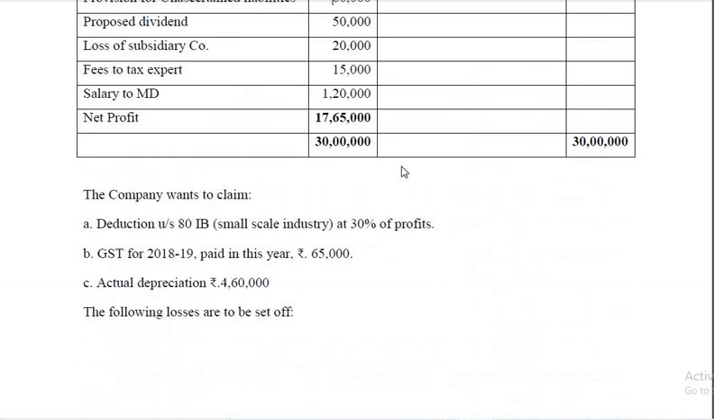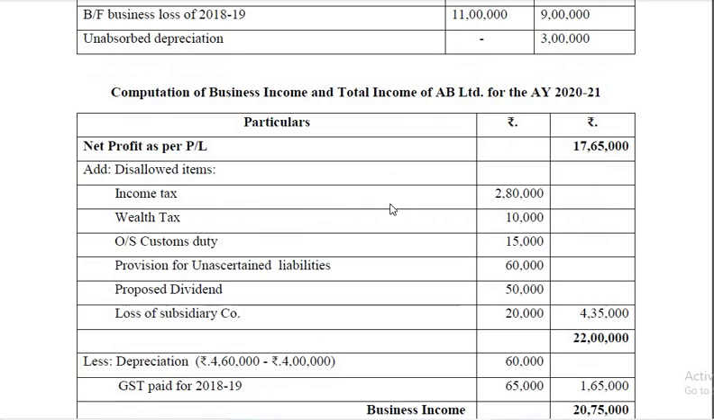So as per the net profit, if you look at the net profit here, 17,65,000. So this we take as a starting point. Then add disallowed items or inadmissible expenses. What it means is these items are debited to profit and loss account, whereas not allowed while computing business income. Therefore, they have to be added back because they are debited to profit and loss account. Because of that, the net profit has come down. So you have to remove the impact of that. Therefore, you have to add back. So disallowed items or inadmissible expenses debited to profit and loss account, now you have to add back.